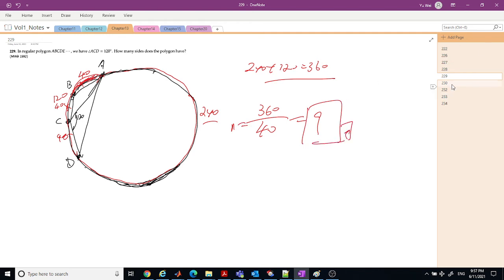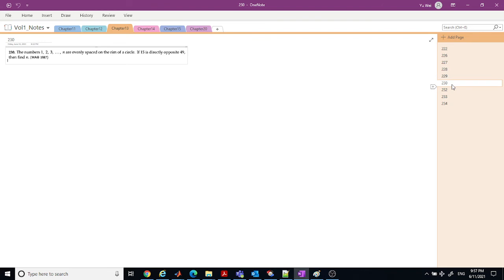So the next problem is problem 230. So this 1, 2, 3 are evenly spread on the rim of the circle. If 15 is directed opposite to 49, so what is the n? Okay. So we have a circle.